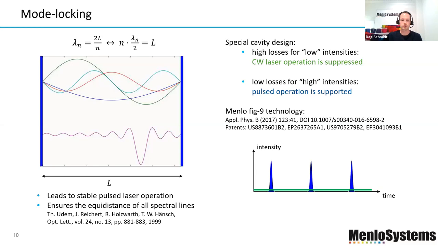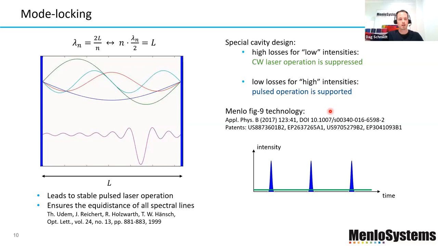So if you compare here two lasers, a CW laser and a pulse laser with the same average power, well, then of course, the peak intensities of the pulses here are much higher than the average power of the CW laser. And this is how we can separate between pulsed and CW laser operation.